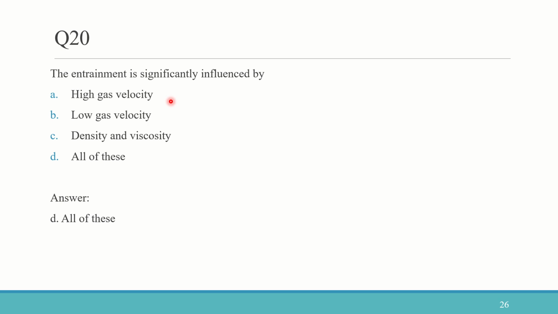Yeah, all of these, because entrainment characteristics is influenced by the velocity of the fluid medium, density and viscosity of the medium as well, and of the fluid as well. So because all these things play an important role in determining which is the entrainment zone, and whether the particles can be carried over or not depends on all the fluid properties and the particle properties as well. So all of these is the right answer.